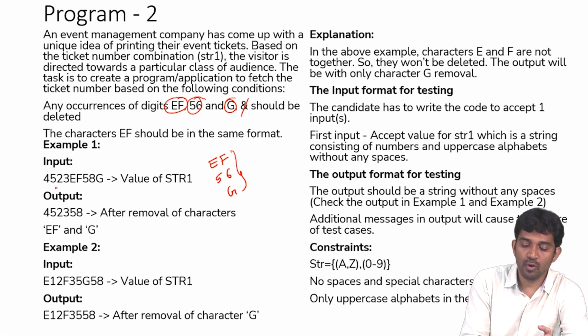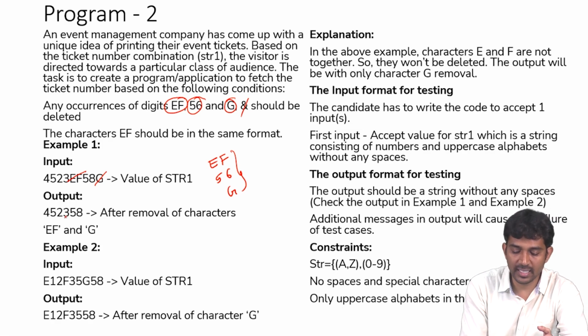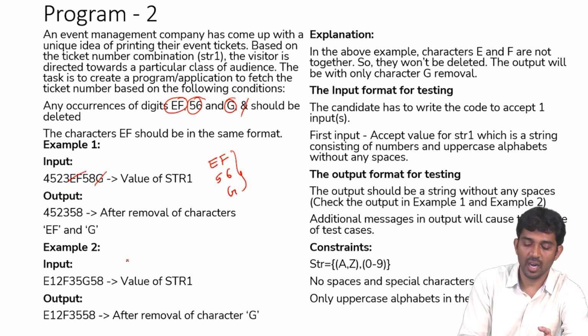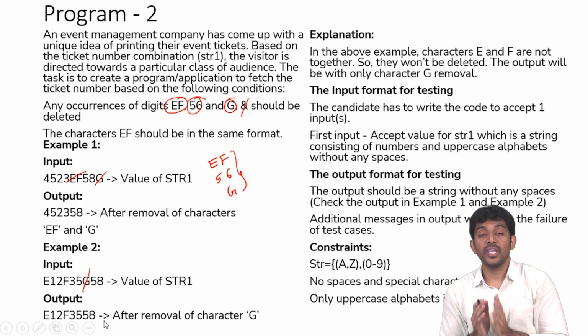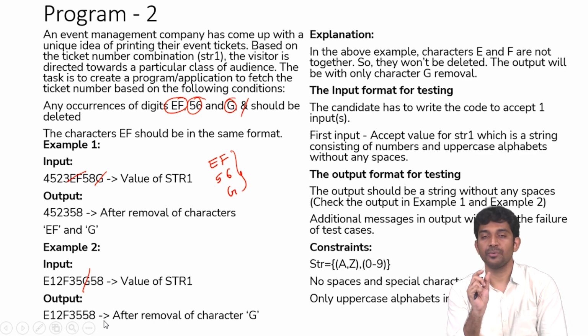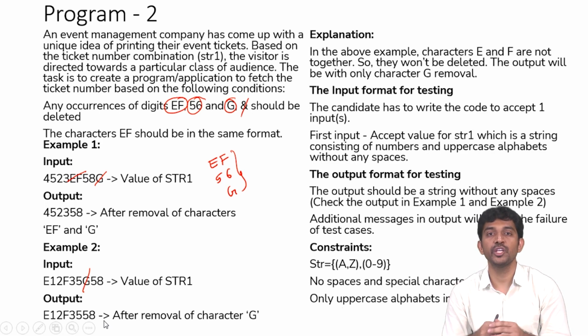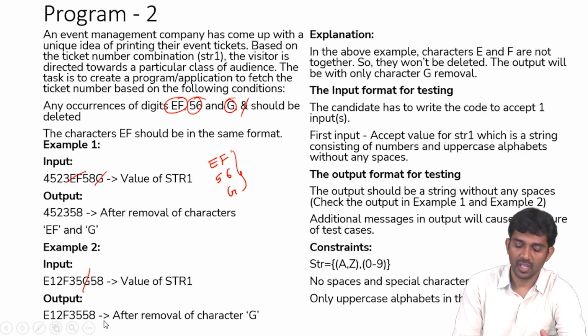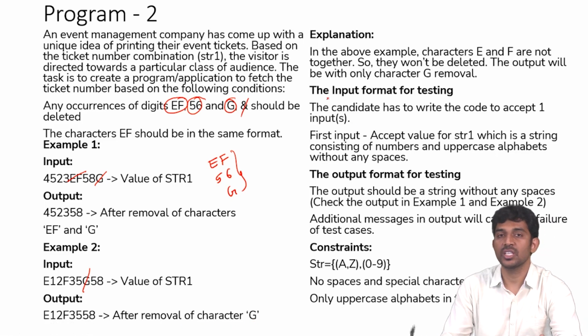See here, 4523EF: EF we need to remove. 58G: remove. Then the result is 452358. Coming to example 2, it has E, so EF, not just E. So don't delete that. 35G you need to delete. EF means it should be consecutive. Don't treat E and F separately. Both should be there, and only then you need to remove it.